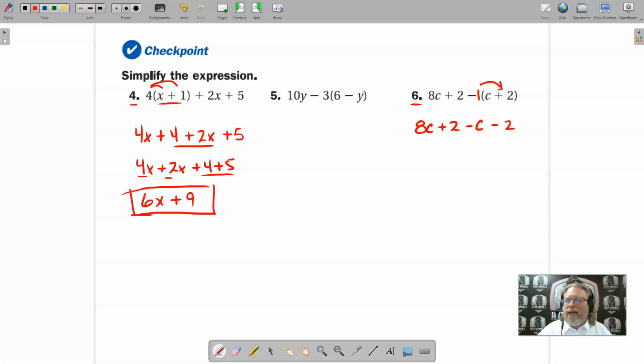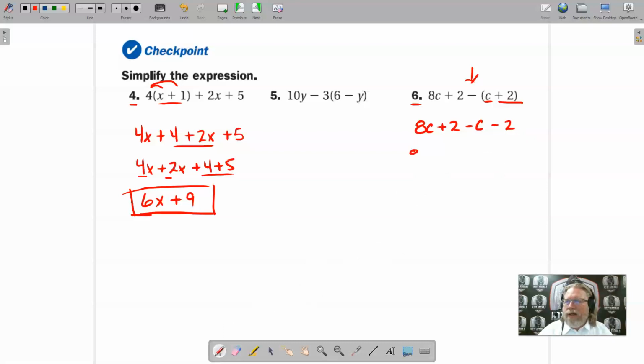Now, if I did this another way, and I just said to think of this subtraction sign as the opposite, right? Then it's the opposite of everything that's in here. So this positive c becomes a negative c, and the positive 2 becomes a negative 2. Either way, whichever one's easier for you, go ahead and go with that.